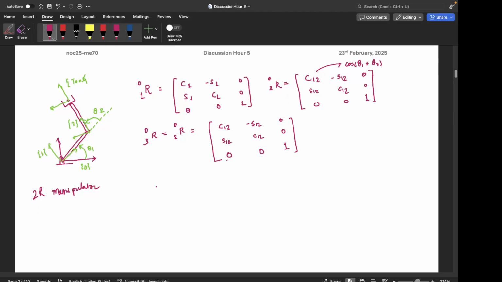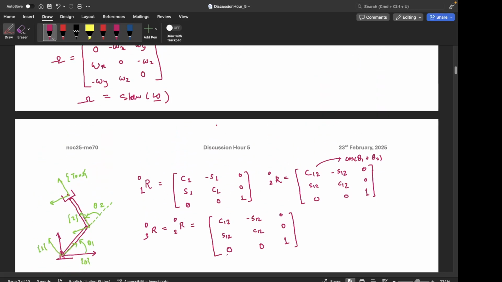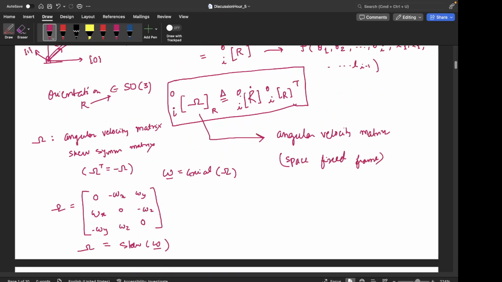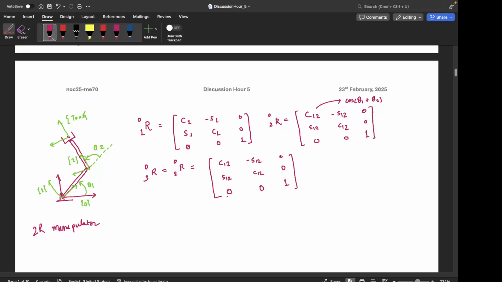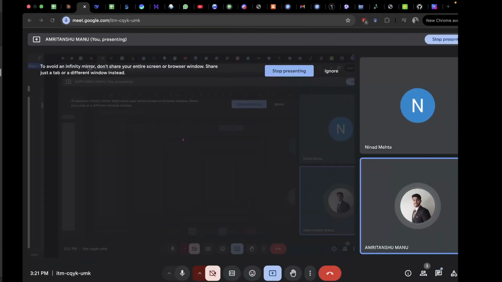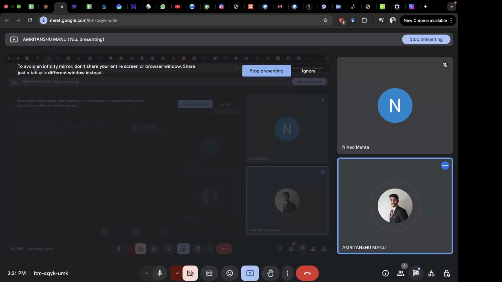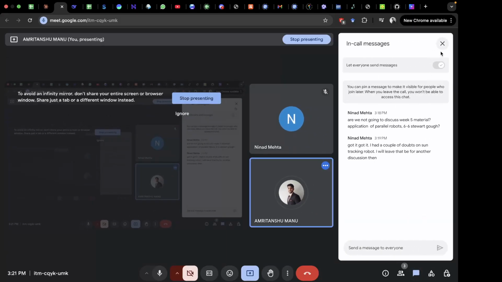Now let's say we want to find out, using this expression, the angular velocity of the tool or the third frame which I have written here. I will keep referring to it as the third frame or the tool frame.